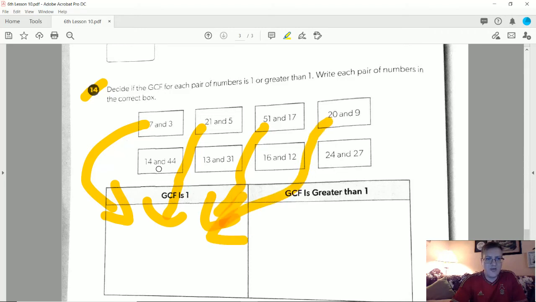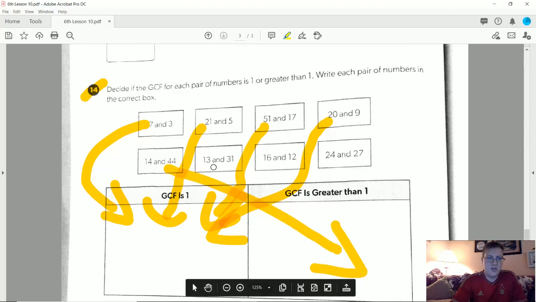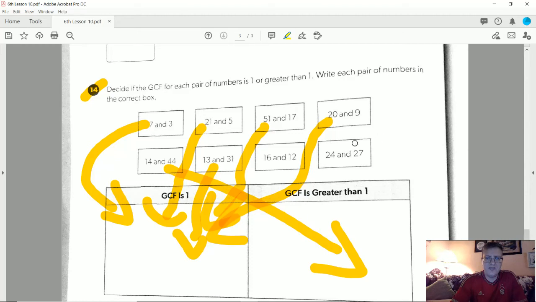14 and 24, I have a common factor of 2. 13 and 31 are both prime numbers, so that's going to be this one. 16 and 12, I have a common factor of 4, greatest common factor of 4. And for 24 and 27, my greatest common factor would be 3. So that gives us the answer for that one.